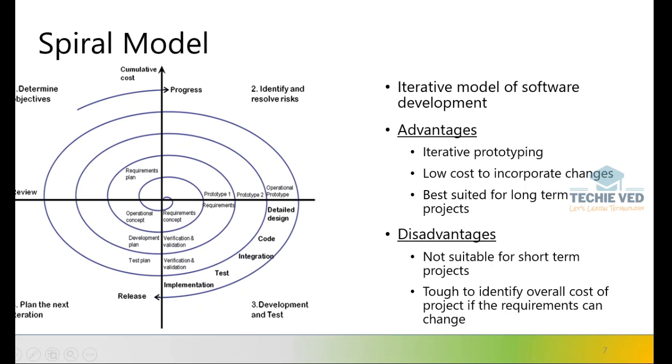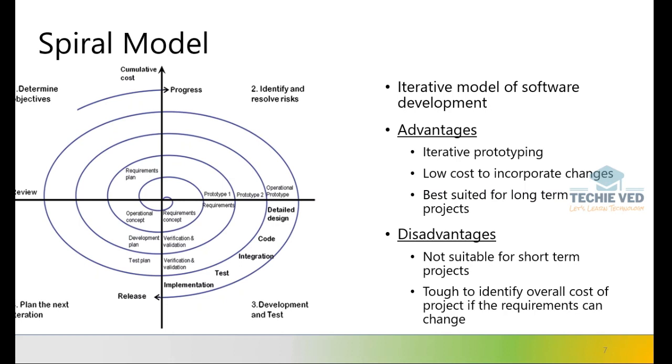Basically, you start at the center and start building the product higher and higher, with another level of prototype coming into the picture and so on. Okay, so again, the advantage is iterative prototyping. We've spoken about prototyping earlier. It's not too different from the prototyping model, but this is run in iterations where you are also identifying risks. That's the major difference here.